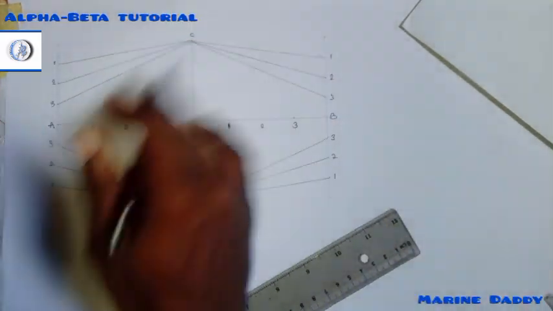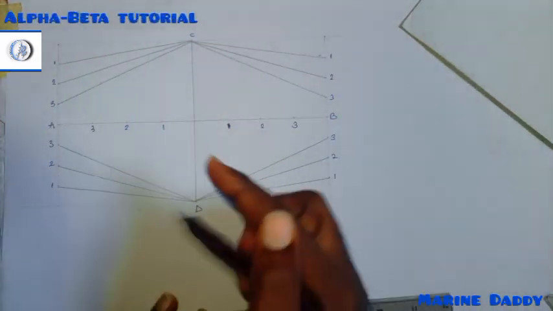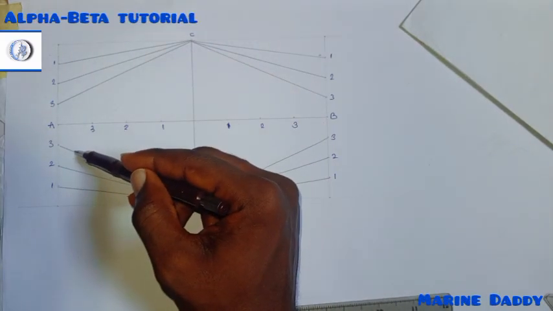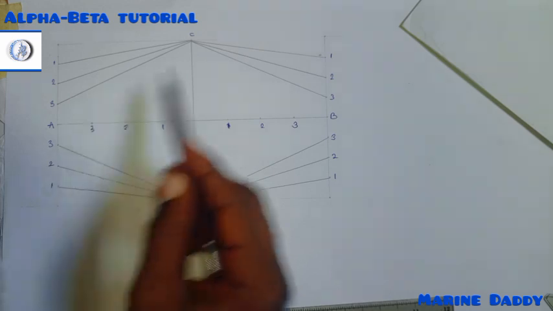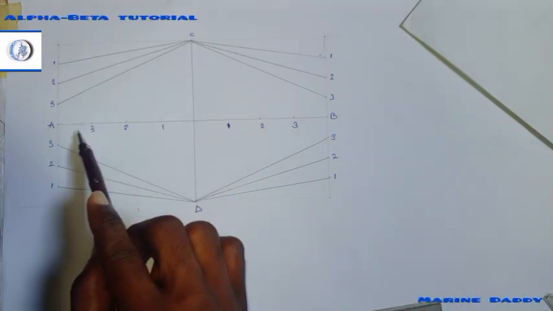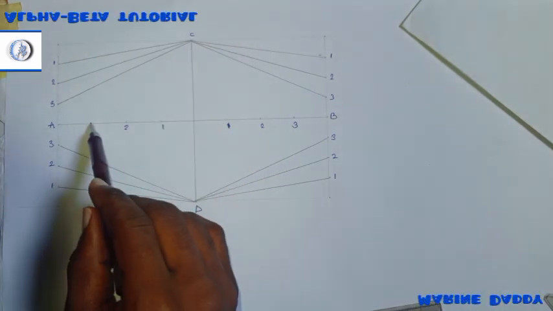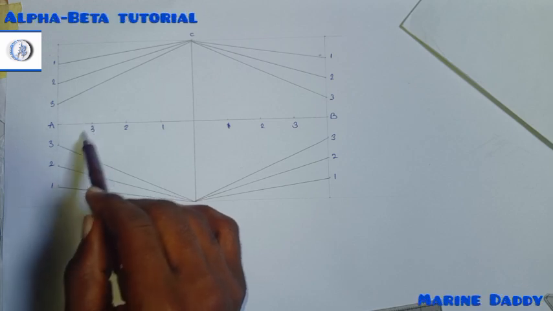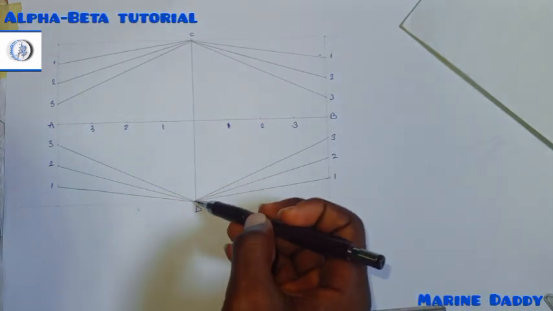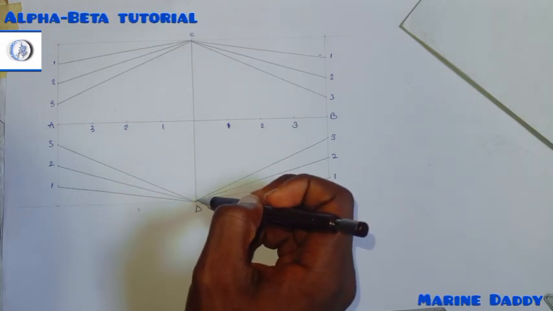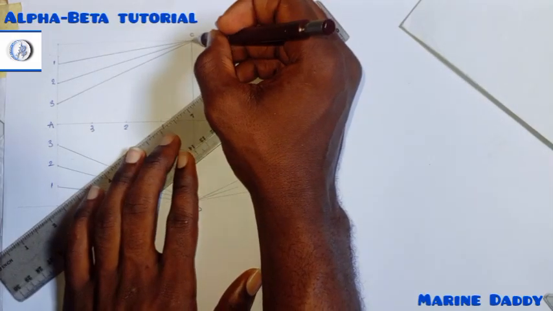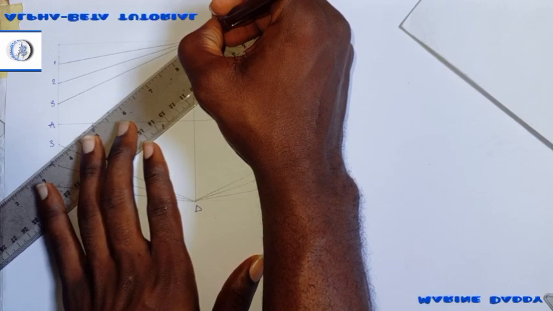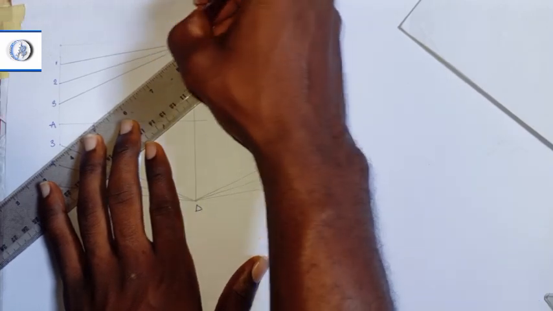Now once you are done with this, what you need to do next is to transfer C to 3, then stop at line 3 which you got from D. I repeat, C to 3, passing through the points you labeled 3. It must pass through it, then stop at the inclined line that you drew from D. So this is what I mean. C to 3, stop at 3.